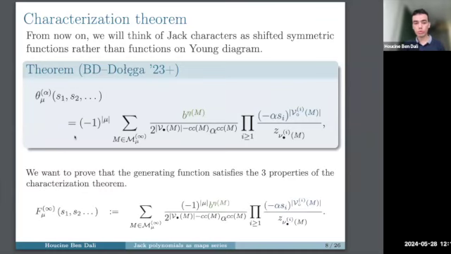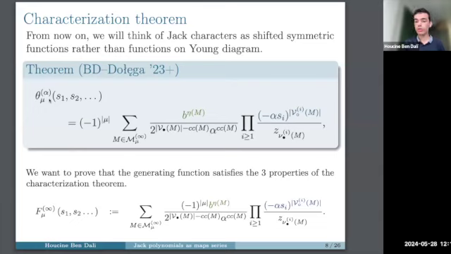So now what we want to prove is that this generating function of the right-hand side of this theorem, which is the generating function of layered maps, actually satisfies the three properties of the characterization theorem. So if you manage to prove that this combinatorial function satisfies the three properties, we will obtain by the characterization theorem that this is exactly the Jack character indexed by mu.